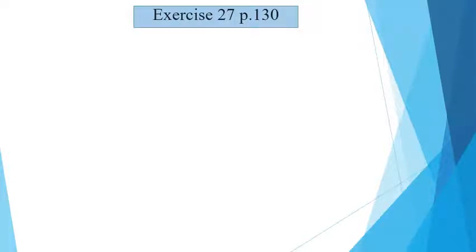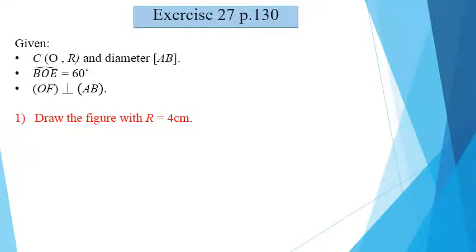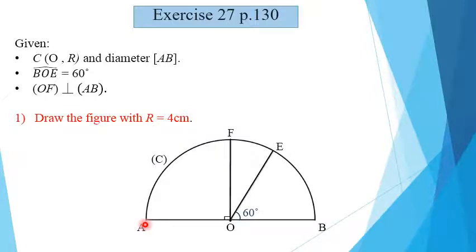Now, exercise 27, page 130. Given a circle C of center O and radius R, diameter AB, BOE equal to 60 degrees and OF perpendicular to AB. Draw the figure with R equal 4 centimeters. Here, a semicircle of center O, diameter AB. So OA is the radius and OB is another radius.